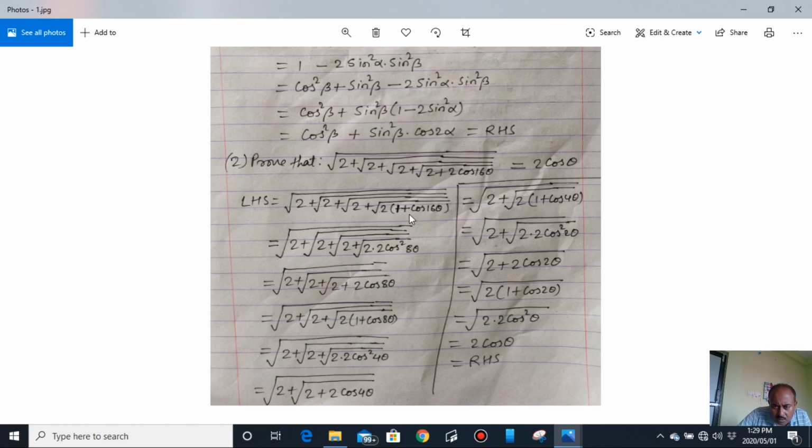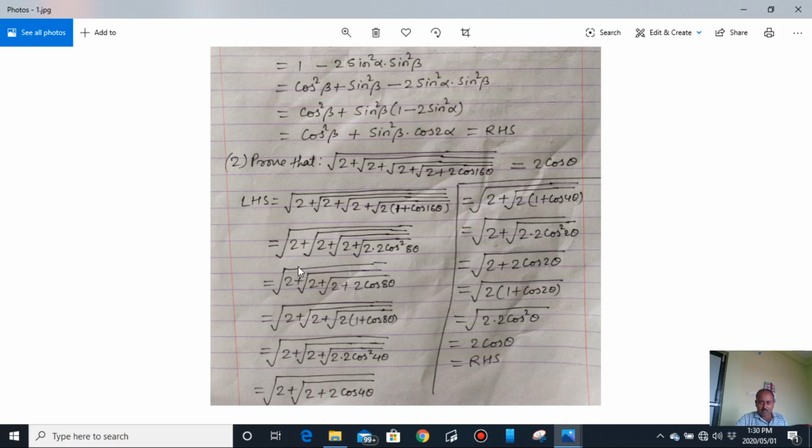So we take 2 common. It becomes 1 plus cos 16 theta. And you know 16 theta means 2 into 8 theta. So you will apply the formula of 1 plus cos 2a. 1 plus cos 2a is 2 cos square a. So see, only focus on this innermost root. Here this 2 is carried here, and 1 plus cos 16 theta becomes 2 cos square 8 theta. Now 2 to the 4 cos square 8 theta. If you take the square root of that, 4 becomes 2, and cos square 8 theta becomes cos 8 theta.